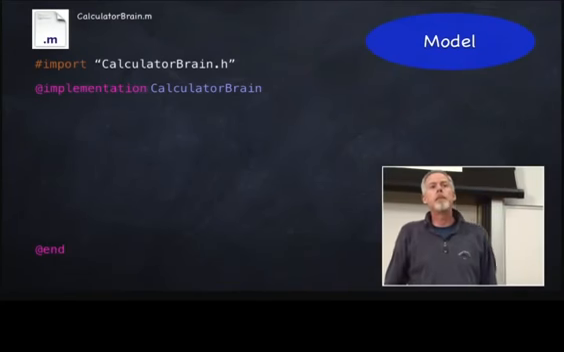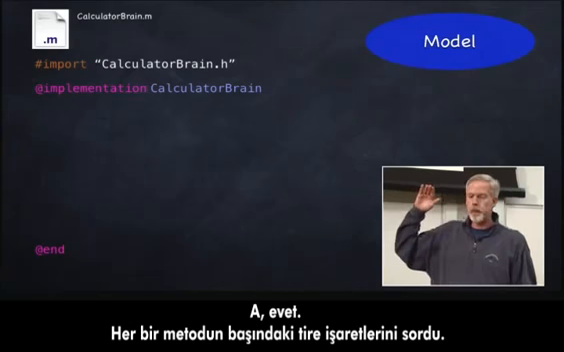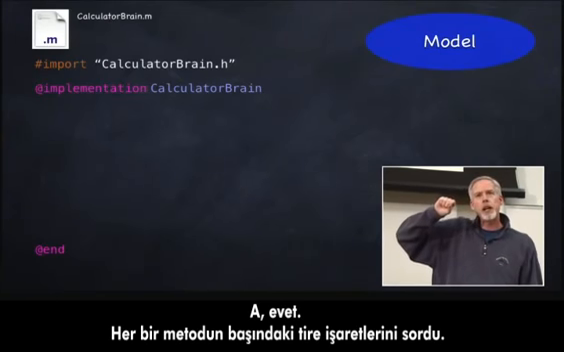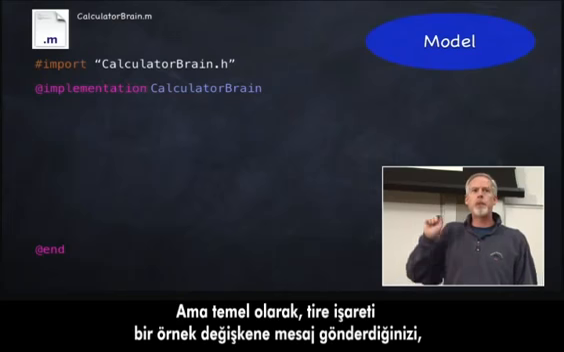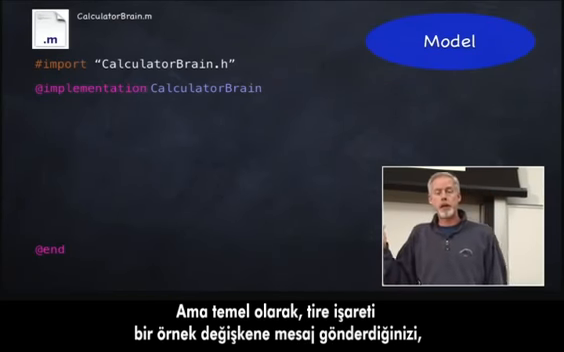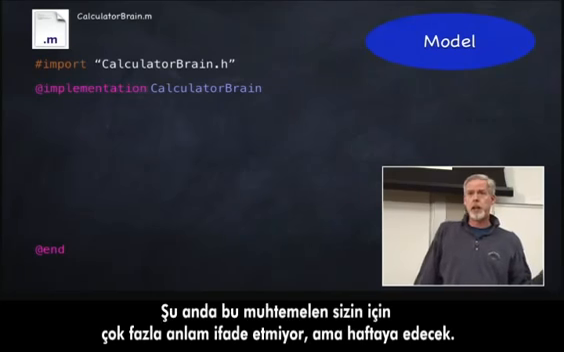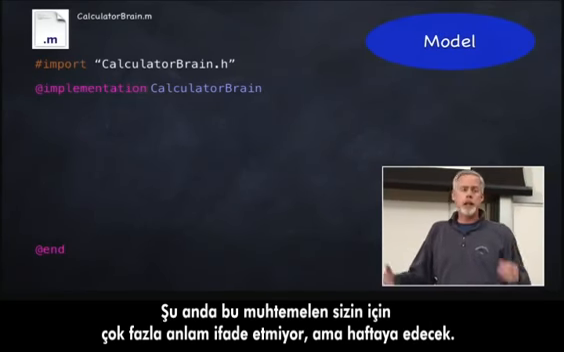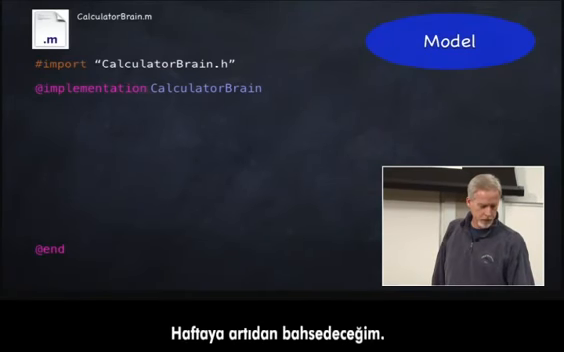Yeah, question? What is the negative sign at the start? Oh yeah, so he was asking, each of the methods had this dash at the beginning. That's either a dash or a plus, and I'm going to talk about what that means next week. But basically, a dash means it's a message you send to an instance. A plus means it's a message you can send to that class. And that probably doesn't mean a lot to you right now, but next week it'll mean a lot. So for now, it's always a dash. We'll talk about plus next week.